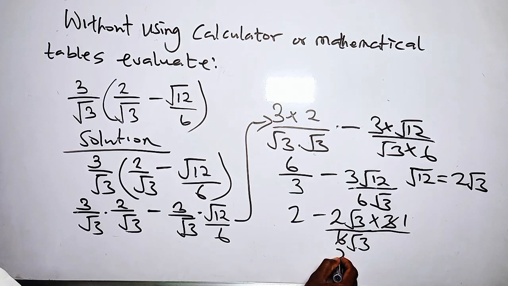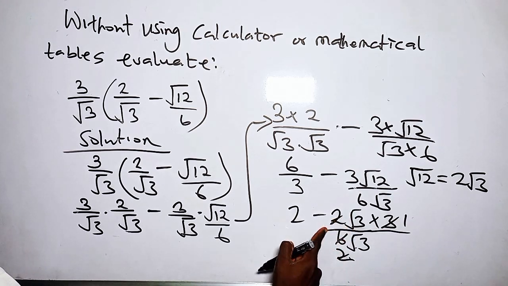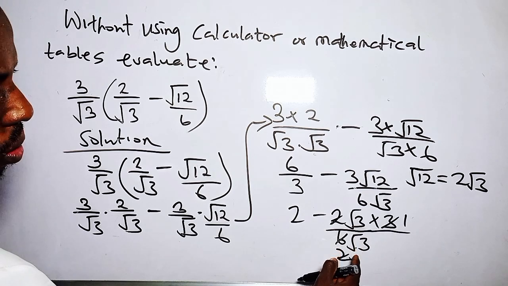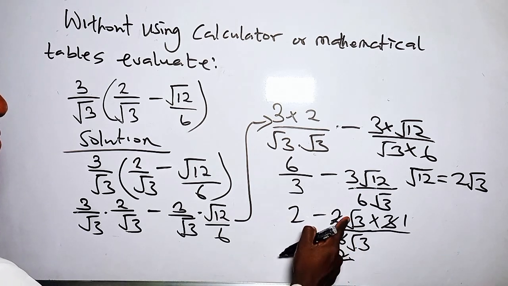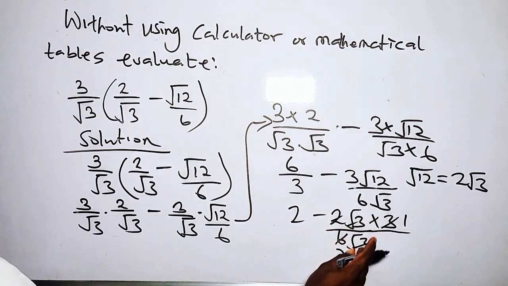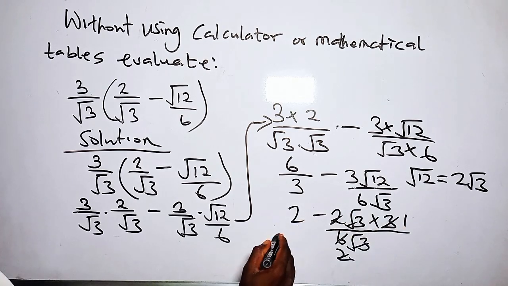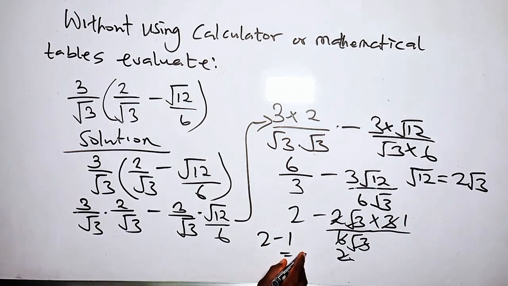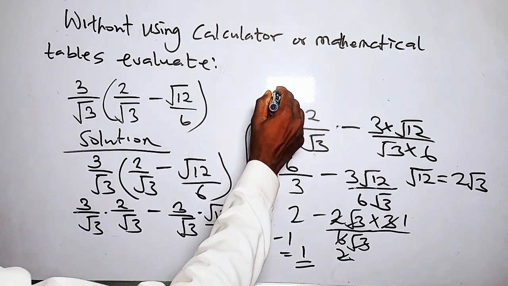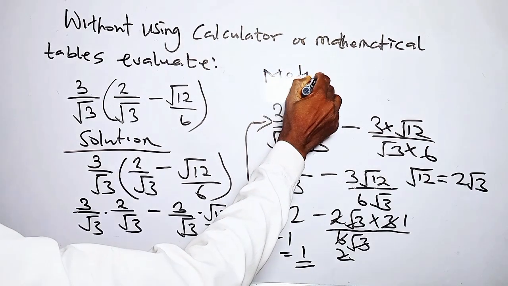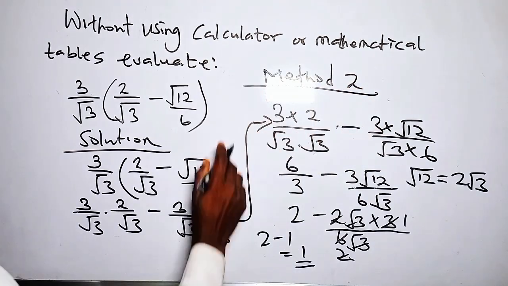3 here is 1, 3 here is 2, 2 here is 1, 2 here is 1. So what we have left here, we have root 3, we have root 3. This can go as well. So everything has turned to 1. So when we say 2 minus 1, we have it to be 1. So let us refer to this as method 2.